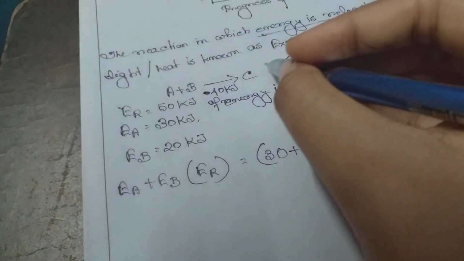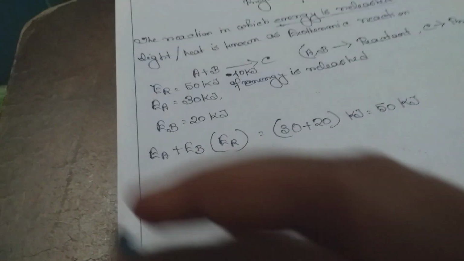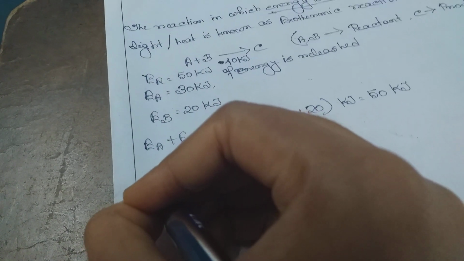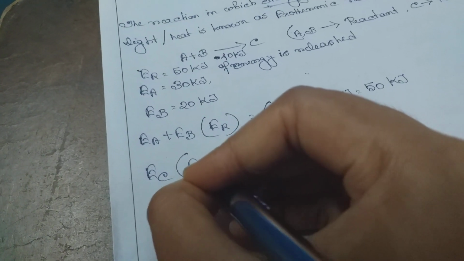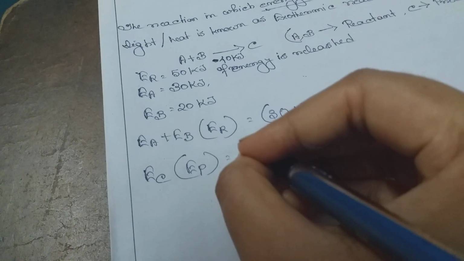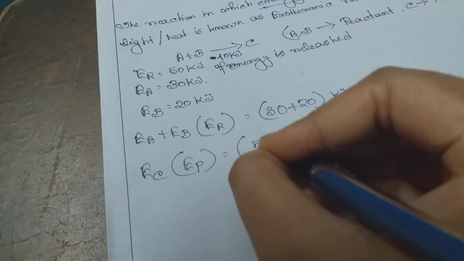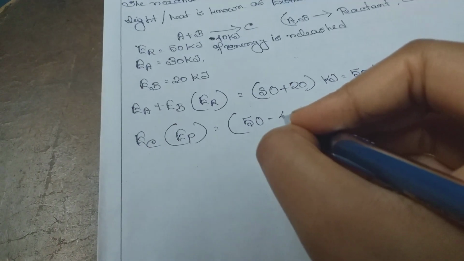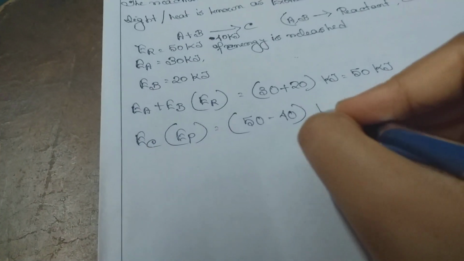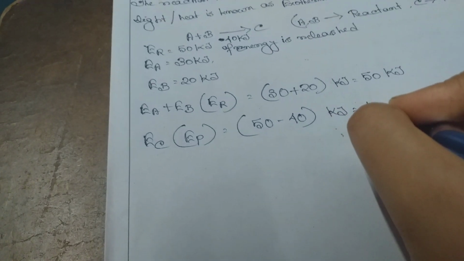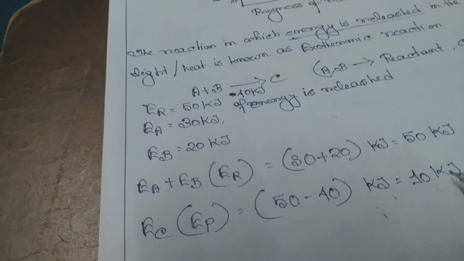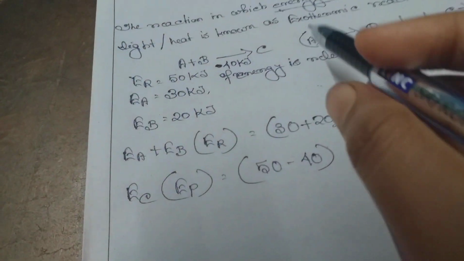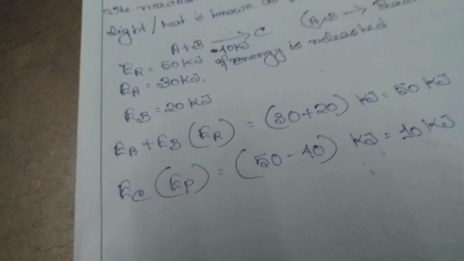So what is the amount of energy of C? Therefore, the amount of energy of C, or amount of energy of product, is equal to 50 minus 40 kilojoule, which is equal to 10 kilojoule. I again repeat, during exothermic reaction energy is released.